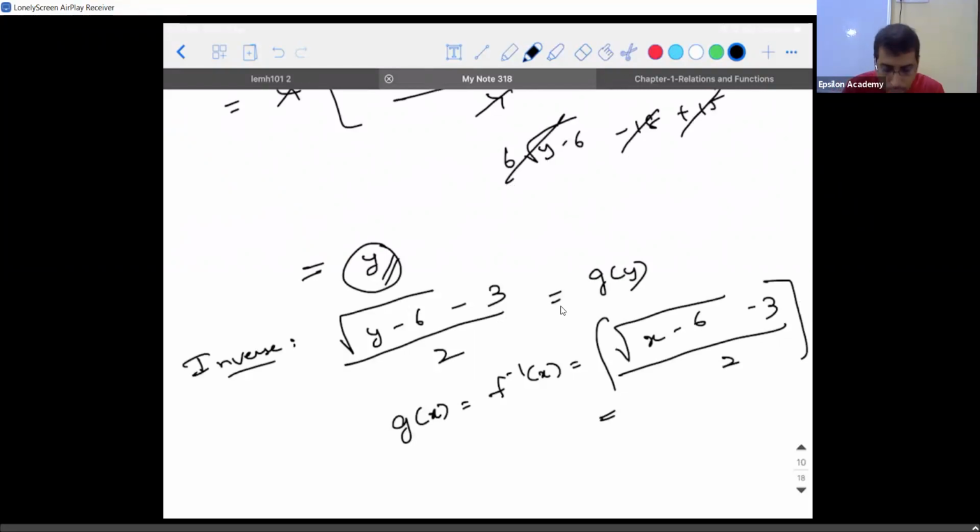Okay, so what is the moral of the story? If you have to find or prove that it is invertible, it is not enough if we prove that it is 1 to 1 and onto. Rather, what are we supposed to do? You need to consider an arbitrary element. What are the steps, sir? From this, can we conclude?